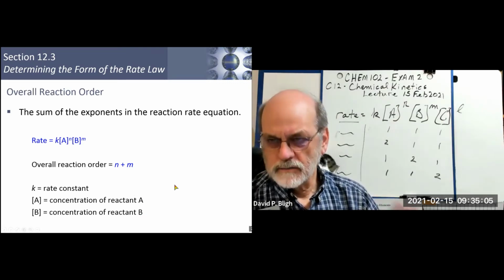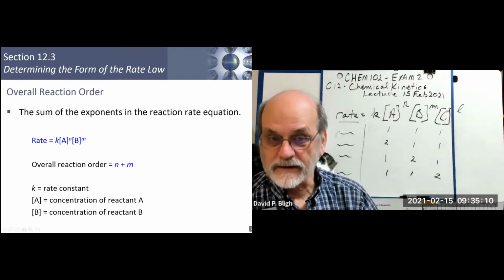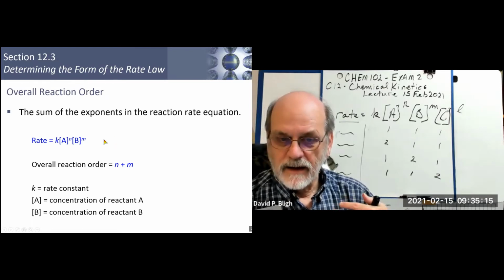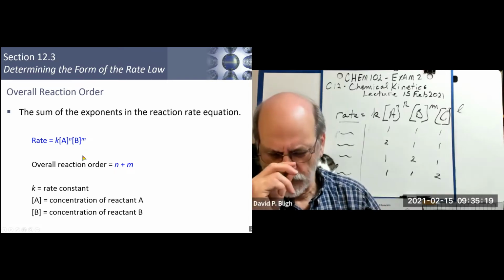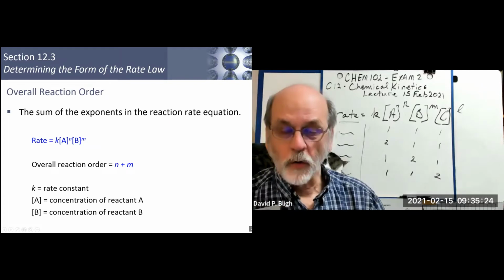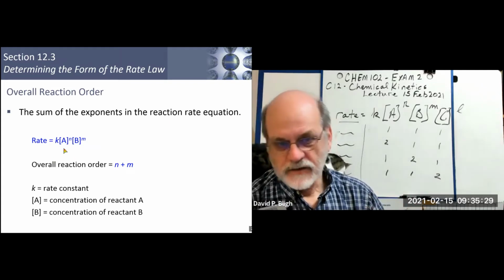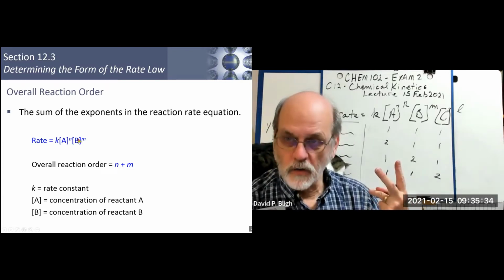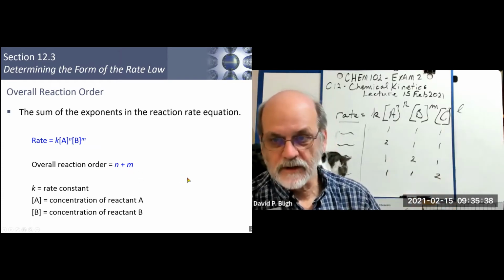So another word before we move on about the order of the reactants. It's useful to understand not just the order of reactants, but the order of the reaction. The order of the reaction is the sum of the individual orders. So if N were 1 and M were 2, then the overall order would be 3. It's just that simple. There's nothing magic about it.